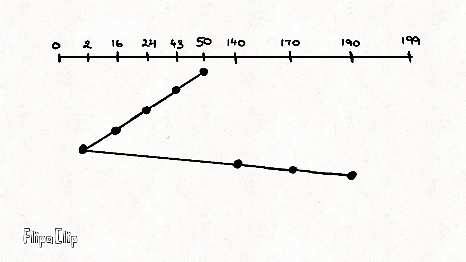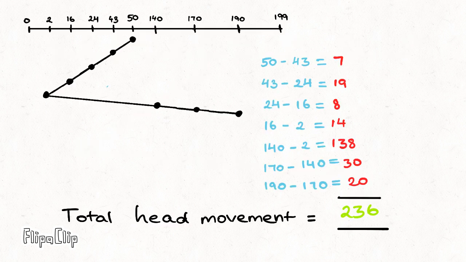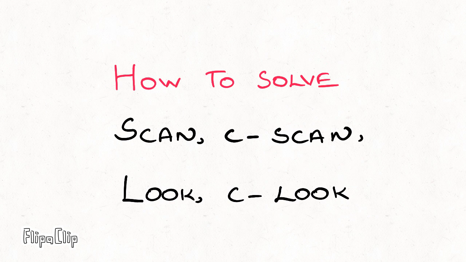Here is the mapping of the head movement for the shortest seek time first algorithm. After mapping, we find the total head movement using the same process as before. And this is the total head movement for shortest seek time first. Thus we have solved first come first serve and shortest seek time first algorithms. Next, we will move on to scan, C-scan, look, and C-look algorithms.